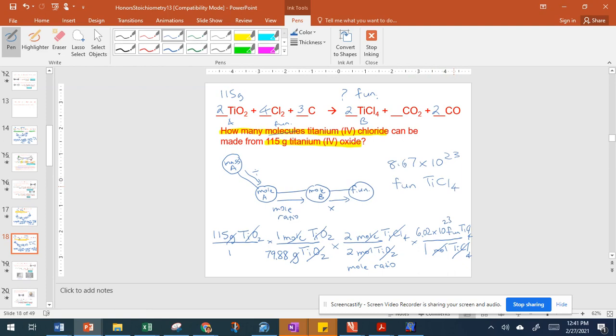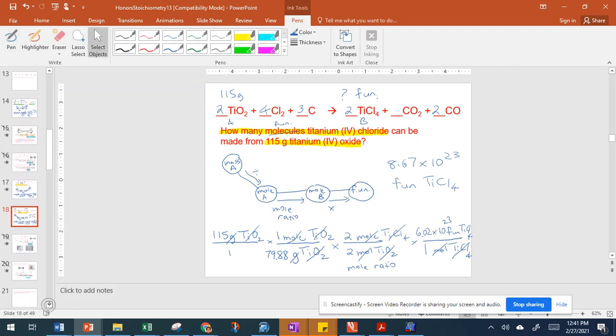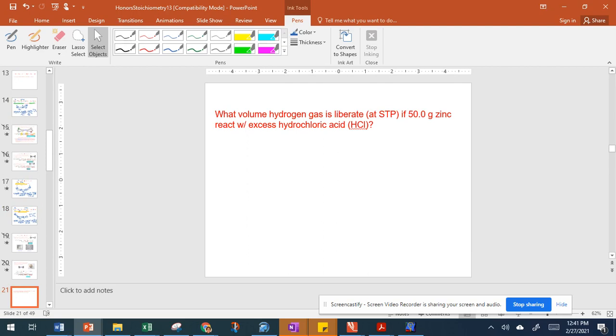Okay, so that's a problem from grams to formula units. So let's do another miscellaneous type of conversion. So here we have grams to volume, or grams to liters. So first, let's write out our equation.